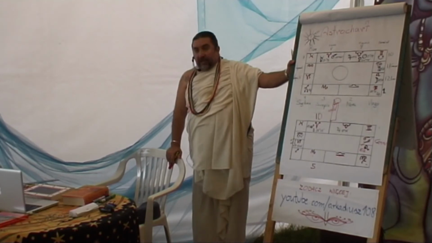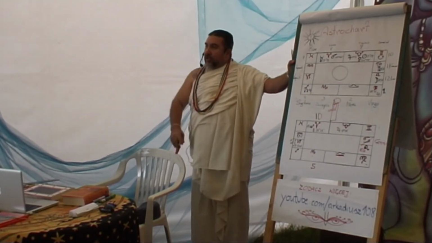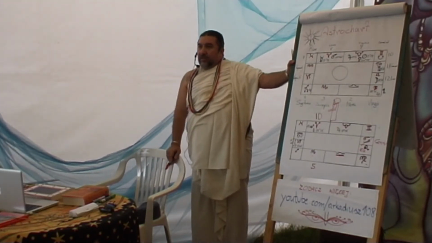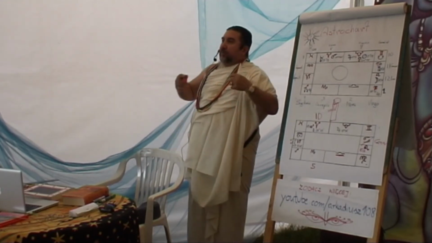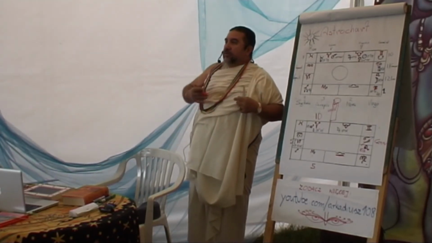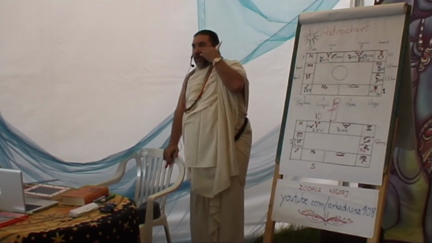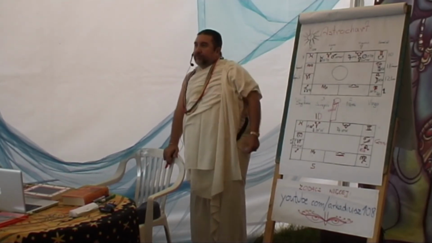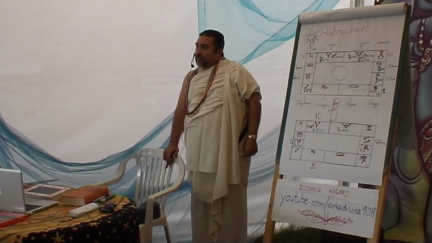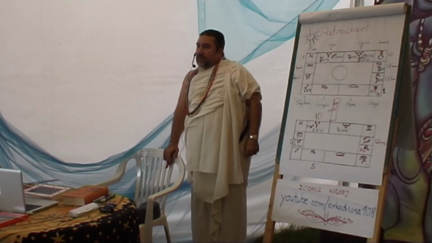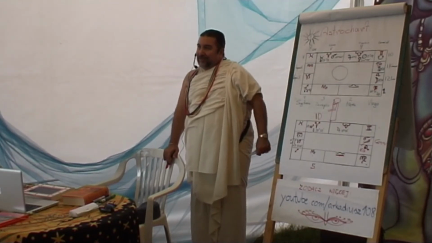And if you analyze each one of your charts, you will understand why, for example, you have weak lungs, why one eye is more powerful than another. It's just the natural way that we are made.